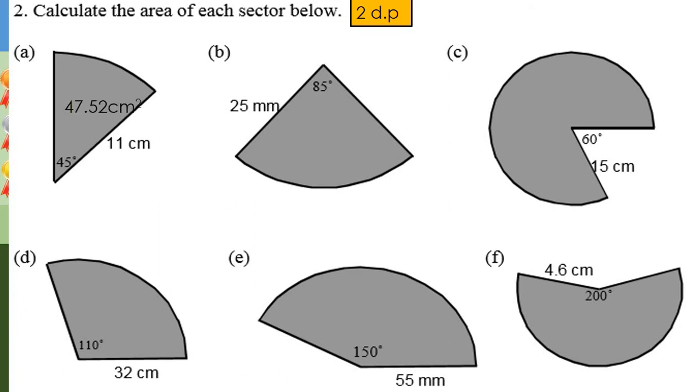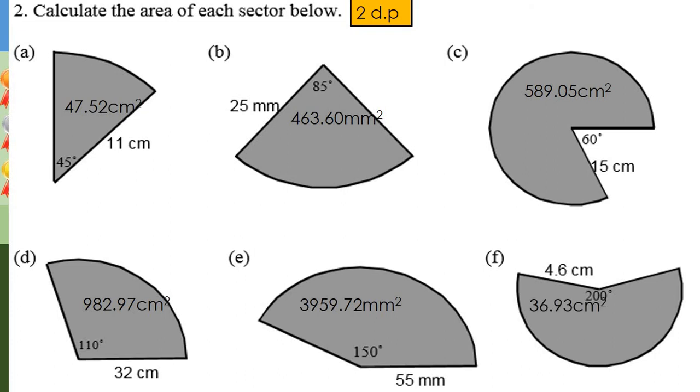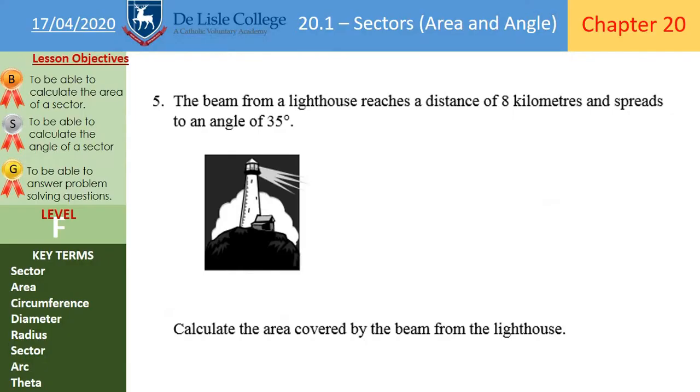Right, good, well done. So for the first one, you should have 47.52 centimetres squared. Then 463.60 millimetres squared, so it's to two decimal places, so we have to include that 0, and notice it's millimetres this time. Then it's 589.05 centimetres squared, then 982.97 centimetres squared, then 3,959.72 millimetres squared, and then it's 36.93 centimetres squared.